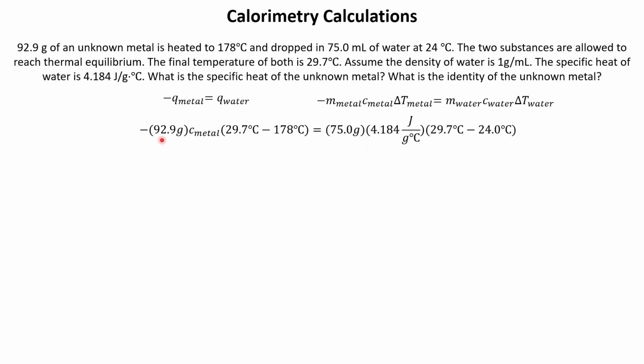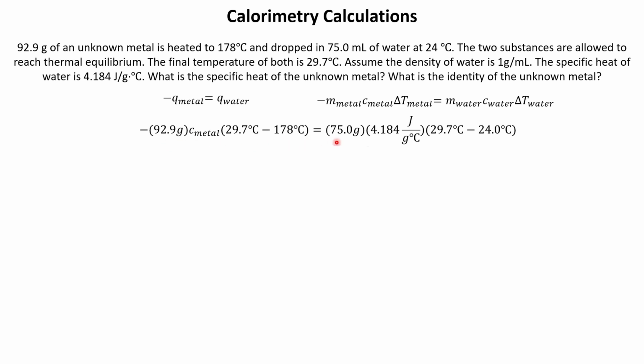So we know the mass of our metal is 92.9. We do not know the specific heat of the metal. Again, that's what we're trying to calculate. We know our final temperature is 29.7, and we know the metal started out at 178 degrees Celsius. Okay, so that's the metal taken care of.